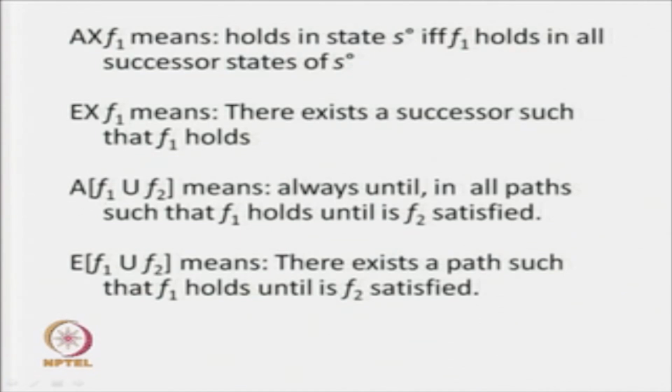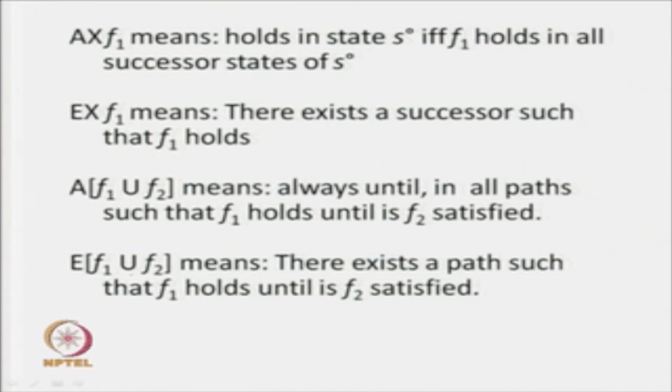Similarly, A F1 until F2. F1 until is a binary operator, so we need two formulas F1 and F2, and that is quantified by the path quantifier A. It means that in all possible directions, in all possible paths, F1 must hold till F2 holds. So, this is A F1 until F2.